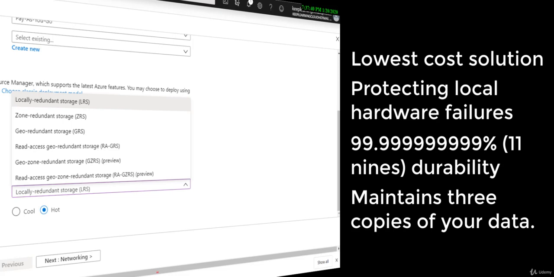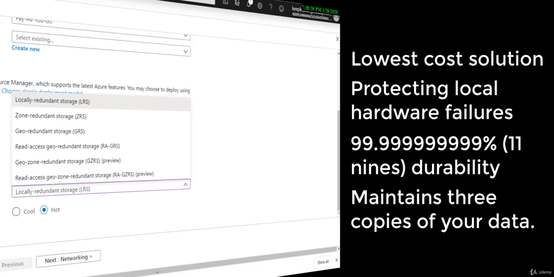Each replica resides in a separate fault domain and upgrade domain within that storage scale unit. Think about a storage scale unit as a collection of racks of storage nodes. A fault domain is a group of nodes that represent a physical unit of failure. Think about a fault domain as nodes belonging to the same physical rack. An upgrade domain is a group of nodes that are upgraded together during the process of a service upgrade or a rollout. The replicas will be spread across different upgrade domains and different fault domains within one storage scale unit.